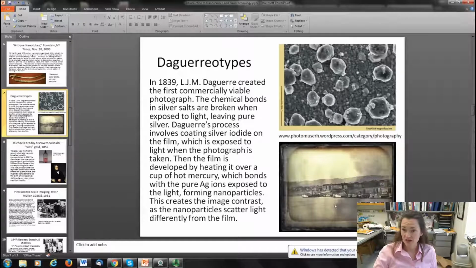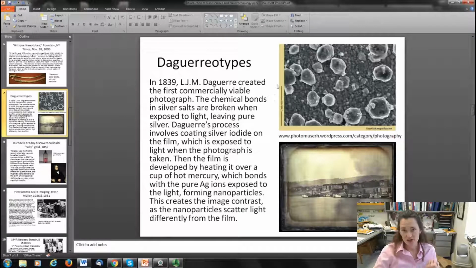So you can see a daguerreotype here and then an image. The scale bar here is 1 micrometer, so you can see that these nanoparticles that are forming have diameters of a few hundred nanometers.